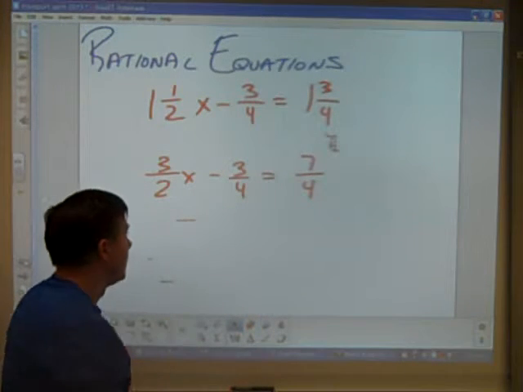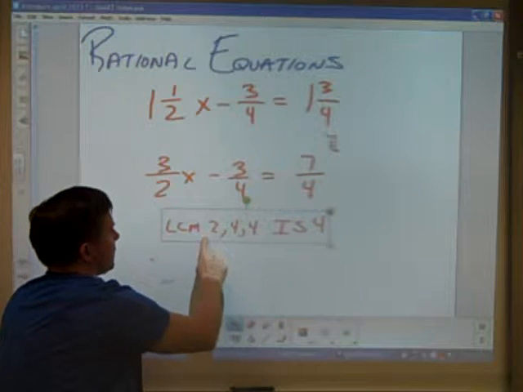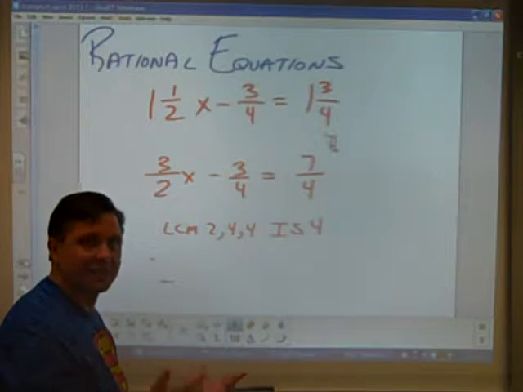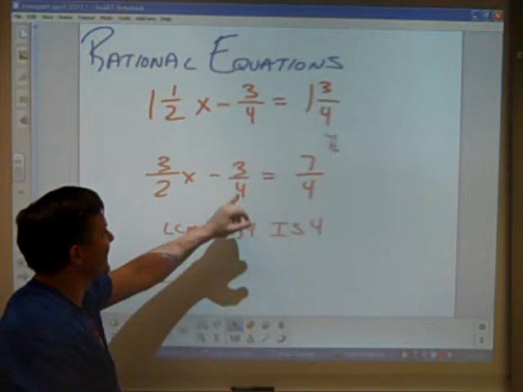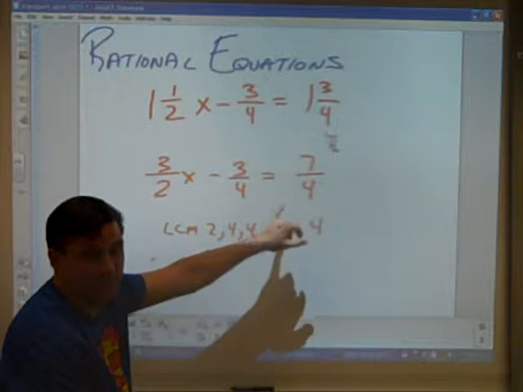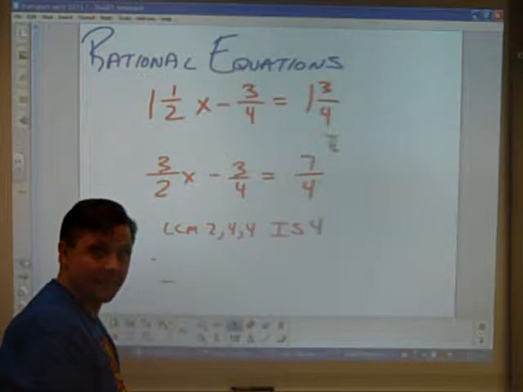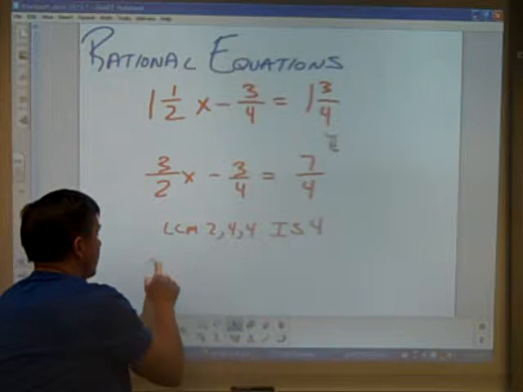I have 3 terms. So the question I see is, I see 2, 4, and 4. What's the least common multiple of that? Well, it's 4. Now, a lot of students might say 8 by accident. A lot of students might say 32, 2 times 4 times 4. It'll still get you the right answer, but you're going to have to simplify the last step. But I'm going to go with 4.